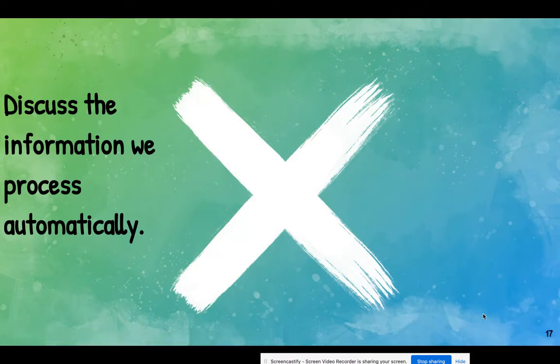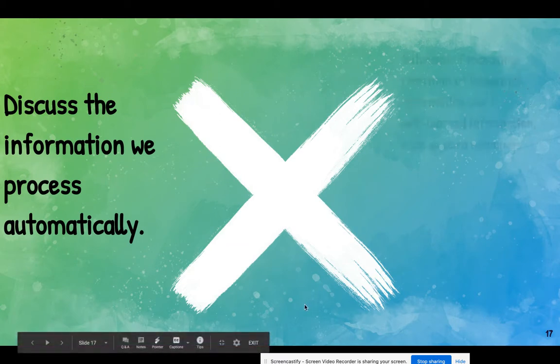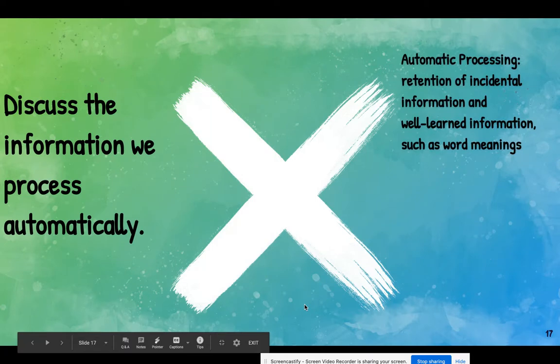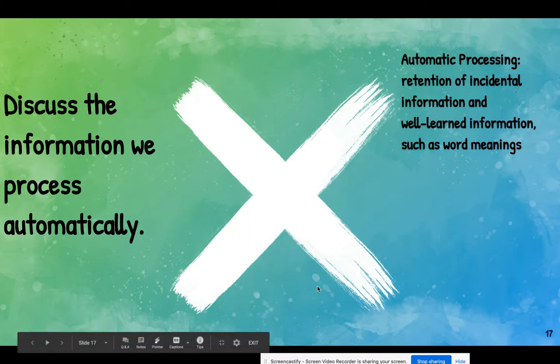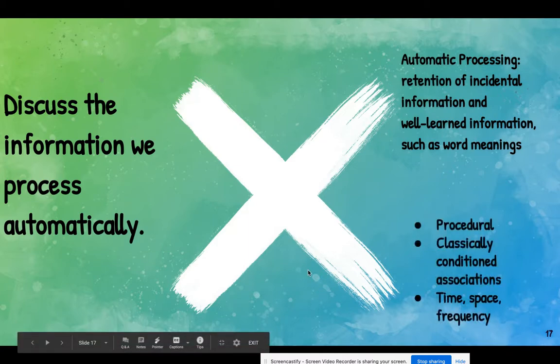So now let's dig just a little bit more into implicit. We're going to discuss the information that we process automatically. Now remember, these are implicit memories. So automatic processing is when we retain incidental information, like stuff that you wouldn't really think about, but is just happening, and well-learned information, like word meanings.